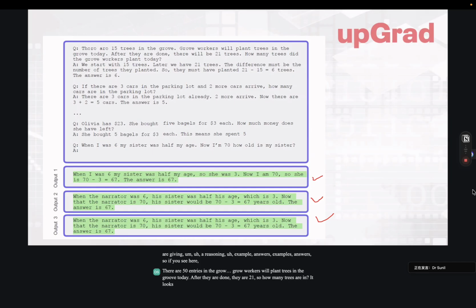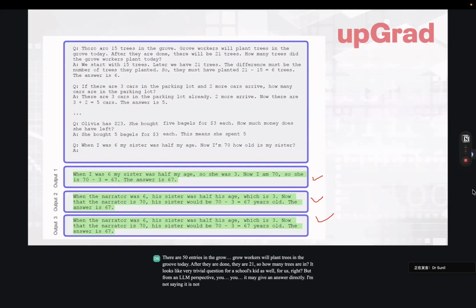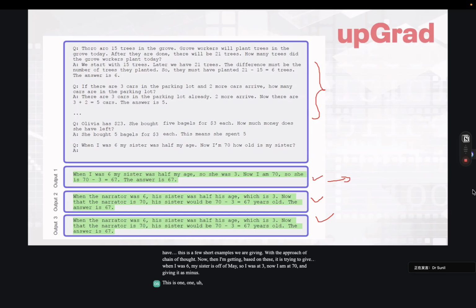It looks like a very trivial question for a school kid, as well as for us, right? But from an LLM perspective, it may give an answer directly. I'm not saying it is not capable, but to be consistent, it is always good to have this. These are few-shot examples we are giving with the chain of thought approach. Now, based on these, when I was 6, my sister is half of my age, so I was at 3, now I'm at 70, and it gives a wrong answer. This is one chain of thought.